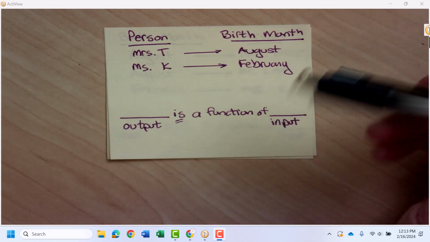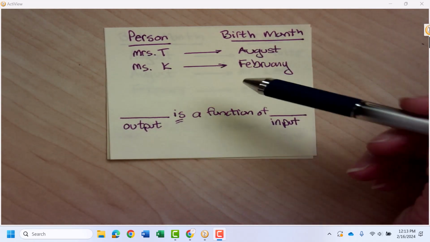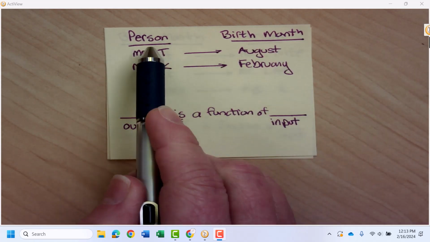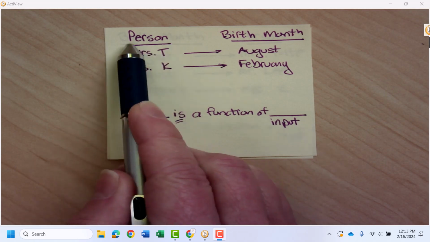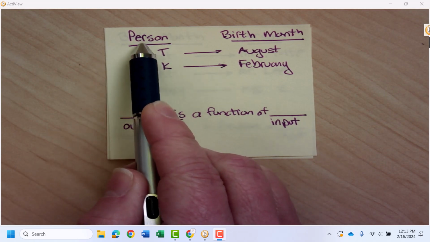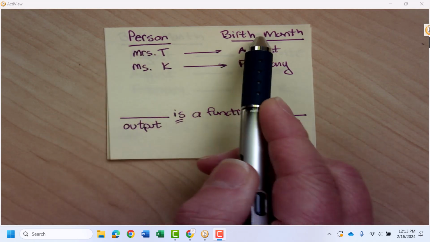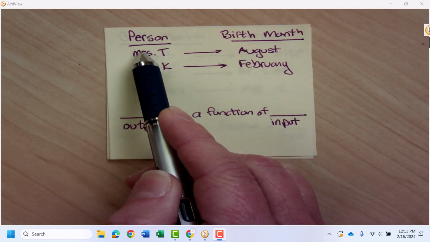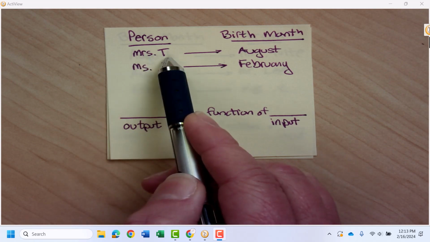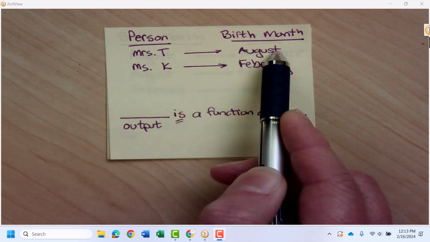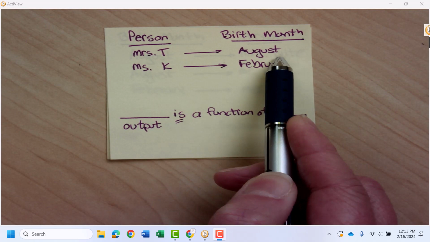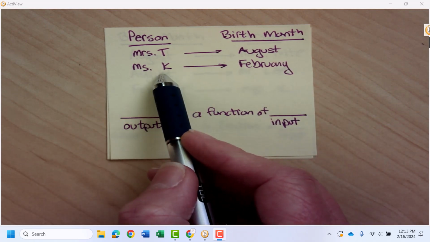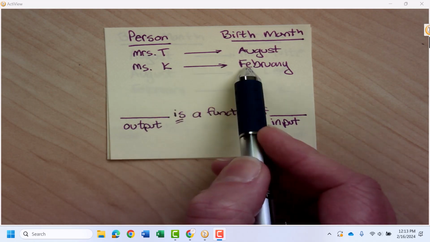Before we jump into the notes, I want to just revisit what a function is as we talk about inputs and outputs. So if I have an input where we're inputting a person or an individual, and the output is their birth month, each person only has one birth month. If I input Mrs. Tuitt and ask what is her birth month, out comes August. And there's only 1 month I was born in. If we input Mrs. Kingsbury and ask what her birth month was, only one thing comes out.